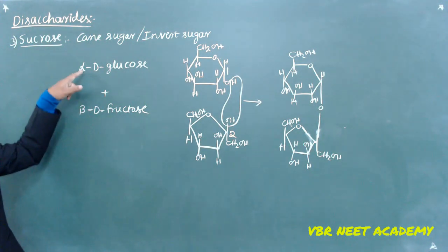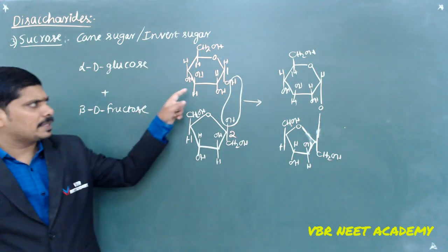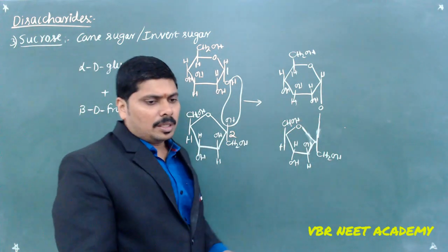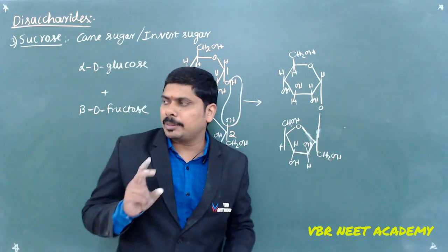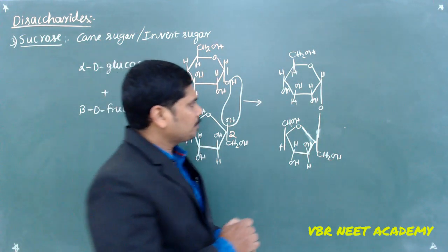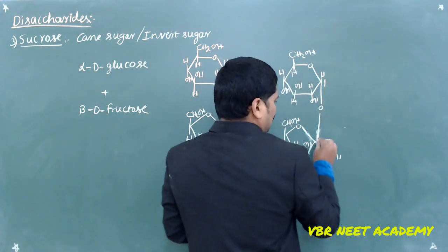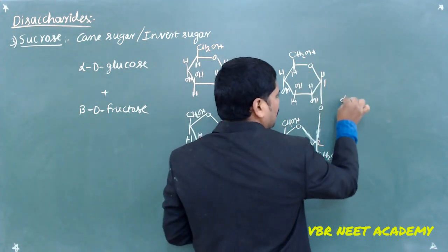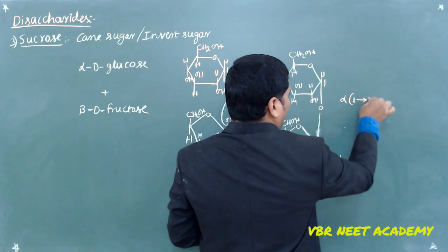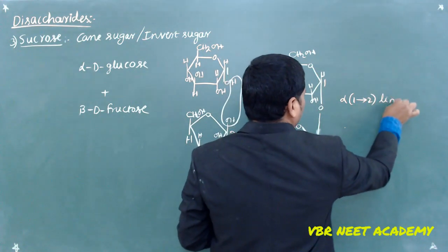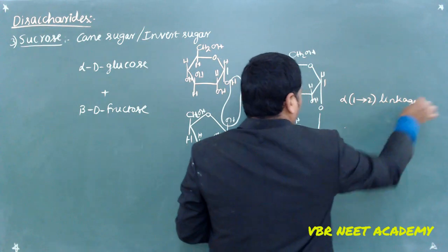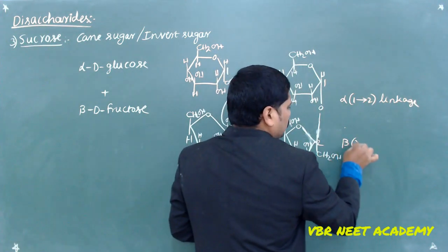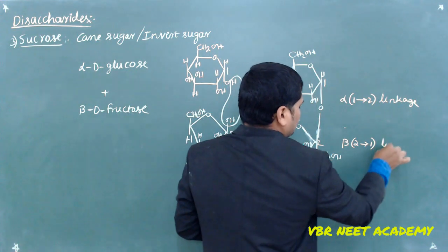It is composed of alpha D glucose and beta D fructose, and this is the alpha D glucose, this is beta D fructose. What is this linkage called? The linkage in case of sucrose, we can have two names. What are they? This is one and this is two. With respect to alpha D glucose, I can call this one alpha 1-2 glycosidic linkage. With respect to fructose, I can call this one beta 2-1 linkage.